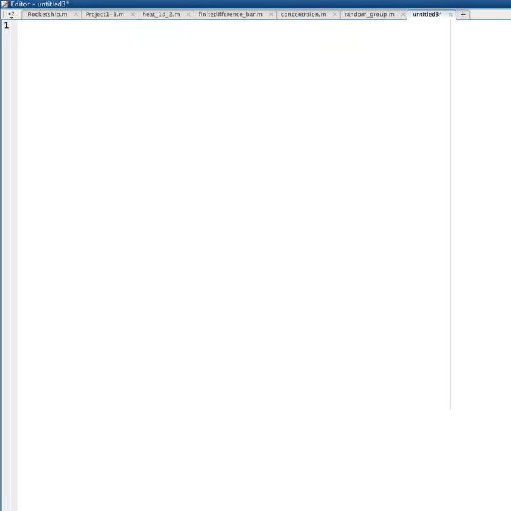So now I'm going to switch over to MATLAB, and we're going to write code that's going to solve this problem. I'm going to begin by just writing a comment. This is the code to solve a 2D elliptic PDE. And the first thing we're going to do is clear the workspace and the command window.